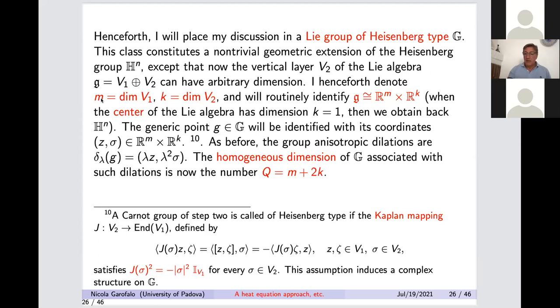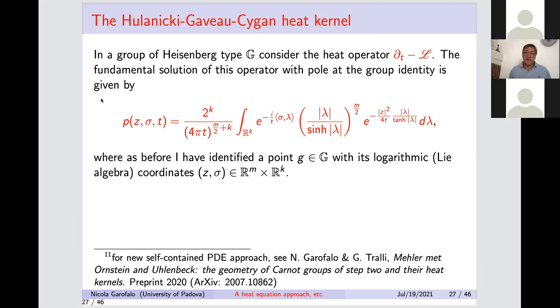All right, so Hulanicki, Gaveau, and Cygan constructed an explicit heat kernel, up to Fourier transform along the vertical layer, and it's given here. They used group representation theory, which is pretty heavy machinery. If you want to see a completely self-contained PDE proof of this formula, you can look up this paper of mine with Giulio Tralli, which you can find on arXiv. That will give you a very explicit self-contained proof without using any group representation, okay? So anyhow, there is this explicit formula.